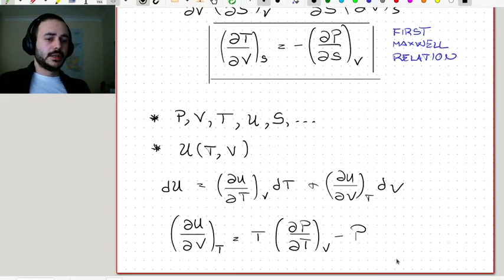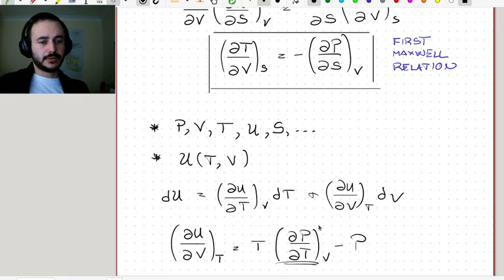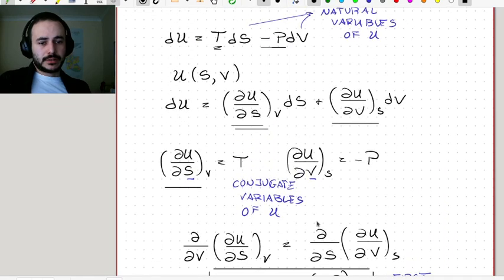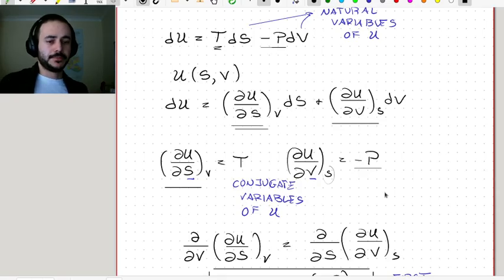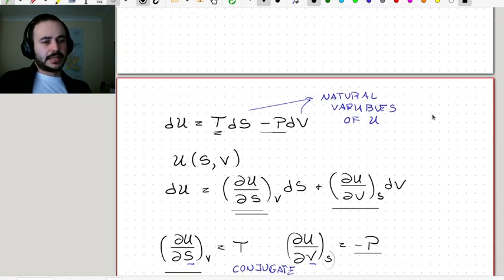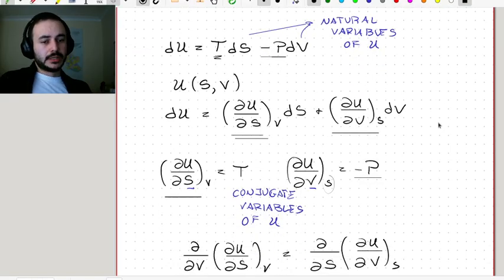what you get when you choose properly the natural variables. So we know that the partial derivative of U with respect to V at constant T involves some further derivatives, a combination of variables. But when you take the partial derivative of U with respect to V at constant S, you get minus the pressure, just like that. So the only thing that makes natural variables special is that the corresponding conjugate variables are simple.